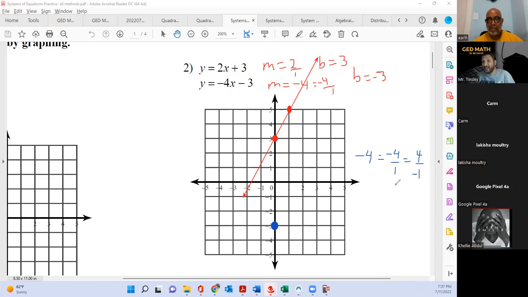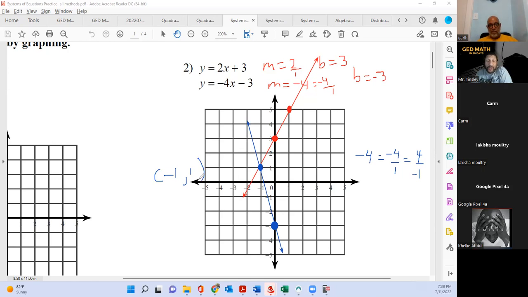Because a positive and a negative make a negative. So I'm gonna go up 4 and to the left 1. Watch this: 1, 2, 3, 4/1. So I already see where the 2 lines cross, and this is what most people miss: where the 2 lines cross is the solution of this system of equations. So the solution is x is -1, y is 1.